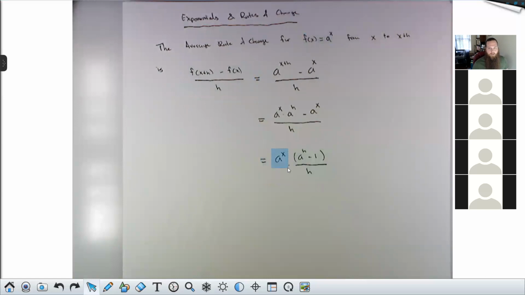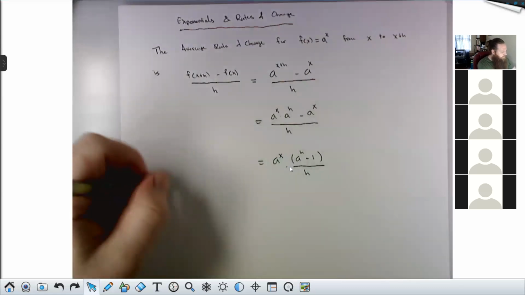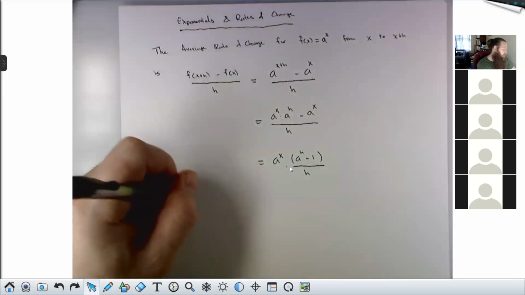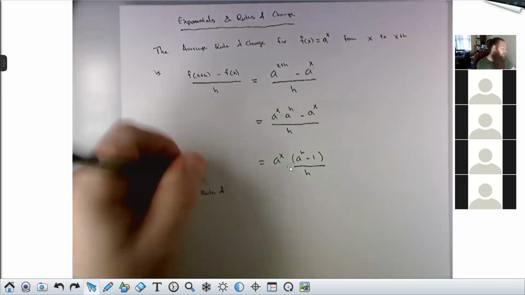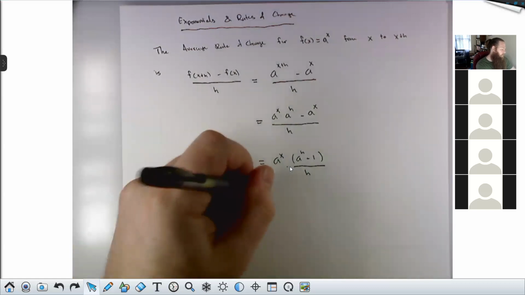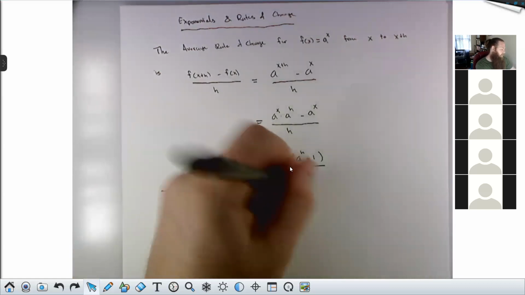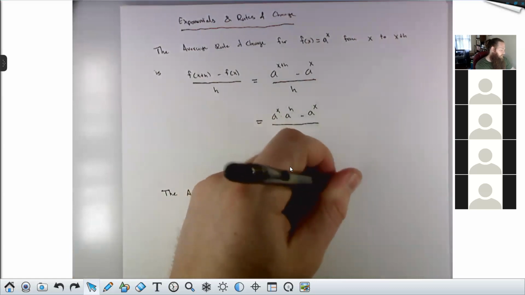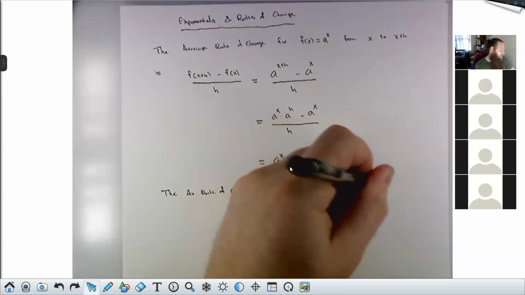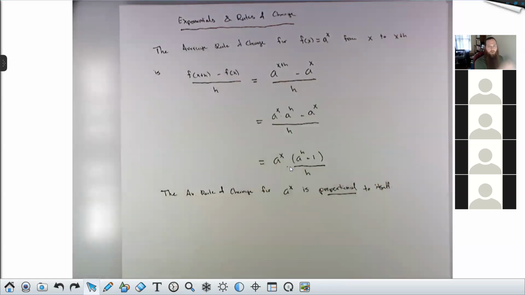And the big deal is that a to the x shows up again here. So this is a function whose average rate of change is proportional to itself. That's that word proportional from your algebra class showing up. So the average rate of change for a to the x is that pretty rare. Remember all those problems where you had to find and simplify the difference quotient for this function or that function? There wasn't a single problem where you got the original function back.